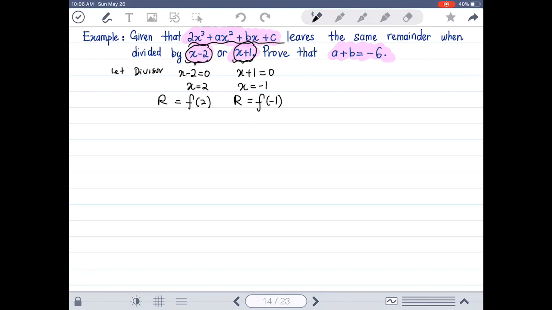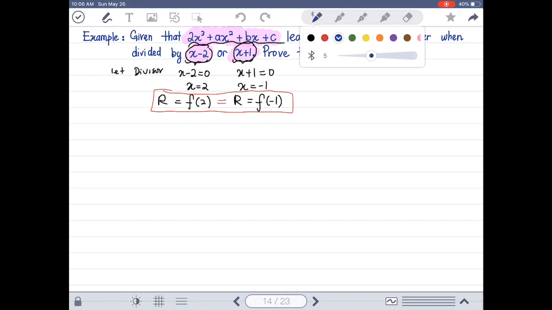Technically, both of these will be the same. We will get the same value. Hence, we can say that f of 2 is just equal to f of negative 1. So what you do, you just insert the value there.